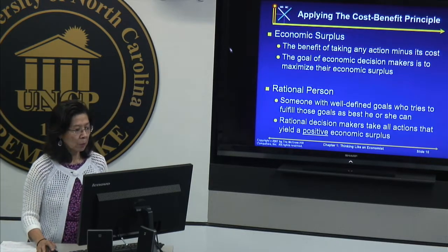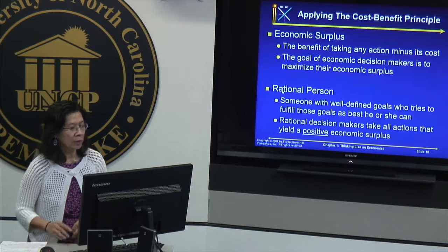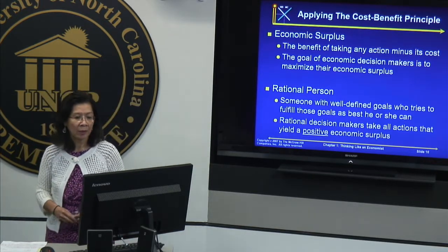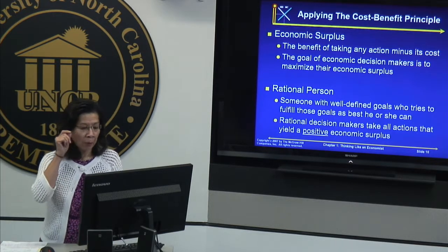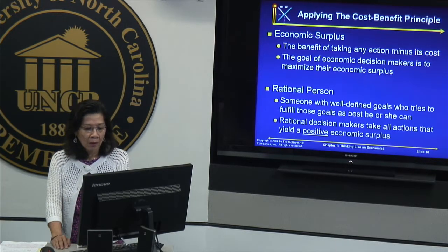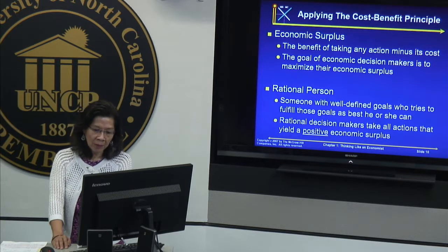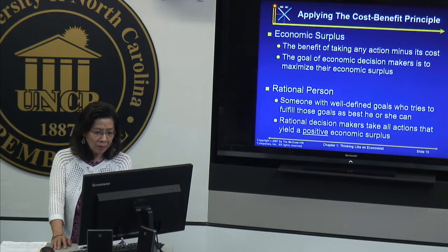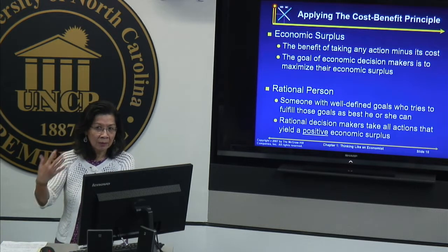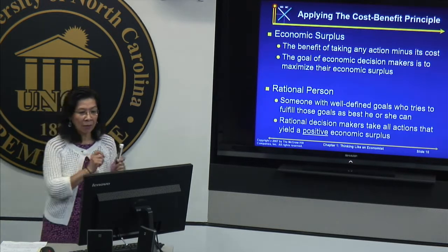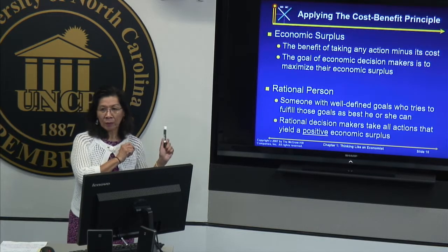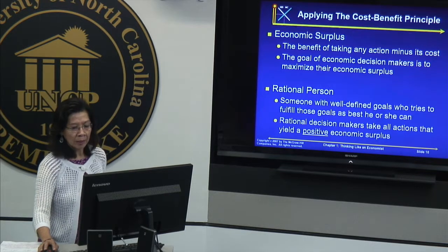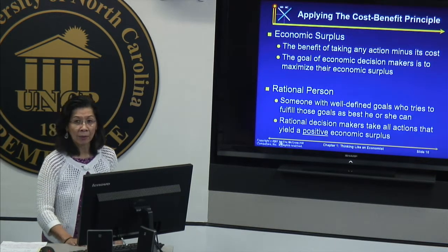So here it is. Introducing a new term here, what is considered a rational person? A rational person is somebody with well-defined goals who tries to fulfill those goals as best as he can. You might say, oh, it's so vague, what does that mean? Here it is. We could get a little bit more specific by linking that definition of a rational person with economic surplus. The rational decision makers take all the actions that yield a positive economic surplus.